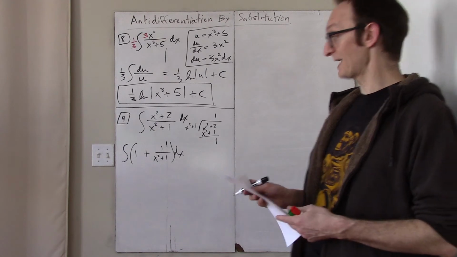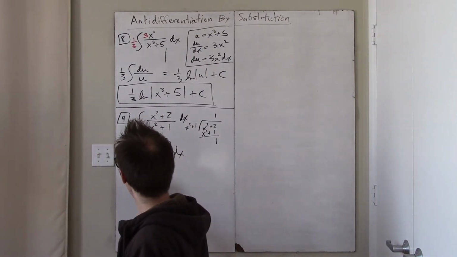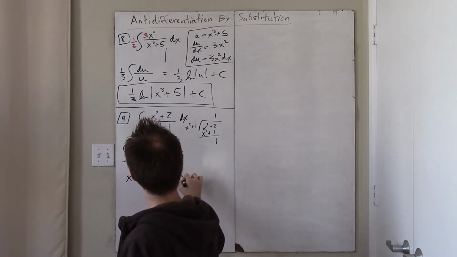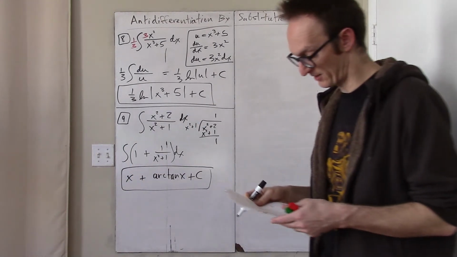Well, in this case, yes, absolutely, because the antiderivative of 1 is just x, and the antiderivative of 1 over x squared plus 1 is just arctan. So in this case, we got lucky, and the problem turned out to be kind of easy.